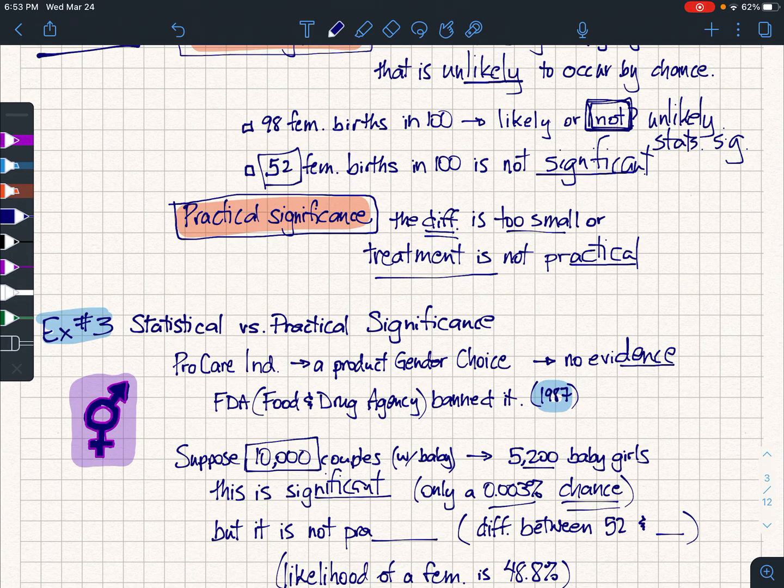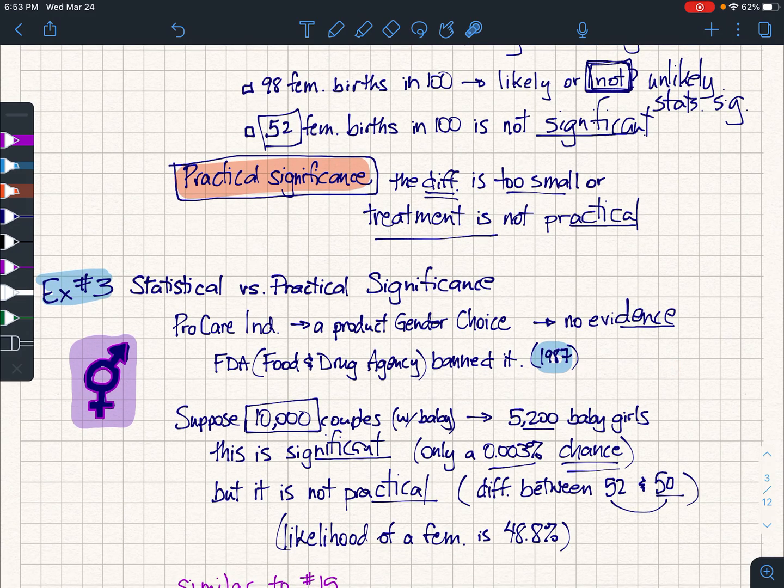So something was occurring, but it is not practical. The difference between 52 and 50 is so small that the fact that you would buy this product and spend money to gain that 2%, or 3% actually if you look at 48.8, is minimal. So again, it's significant. It is more, right? But it isn't that much more.